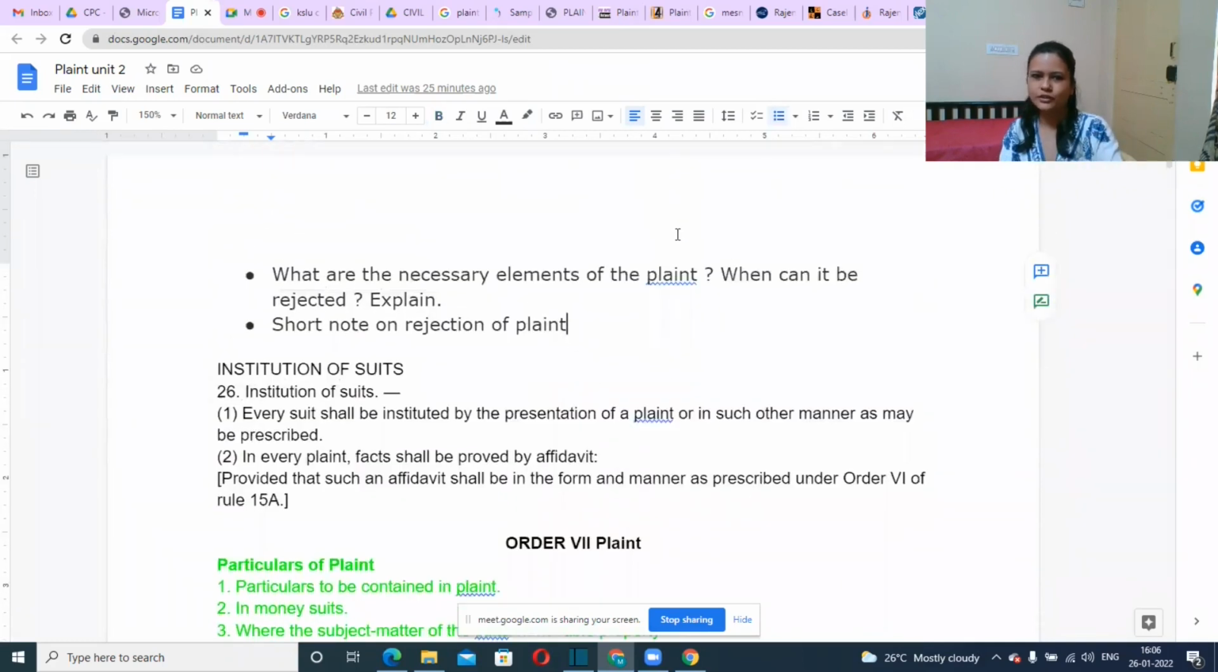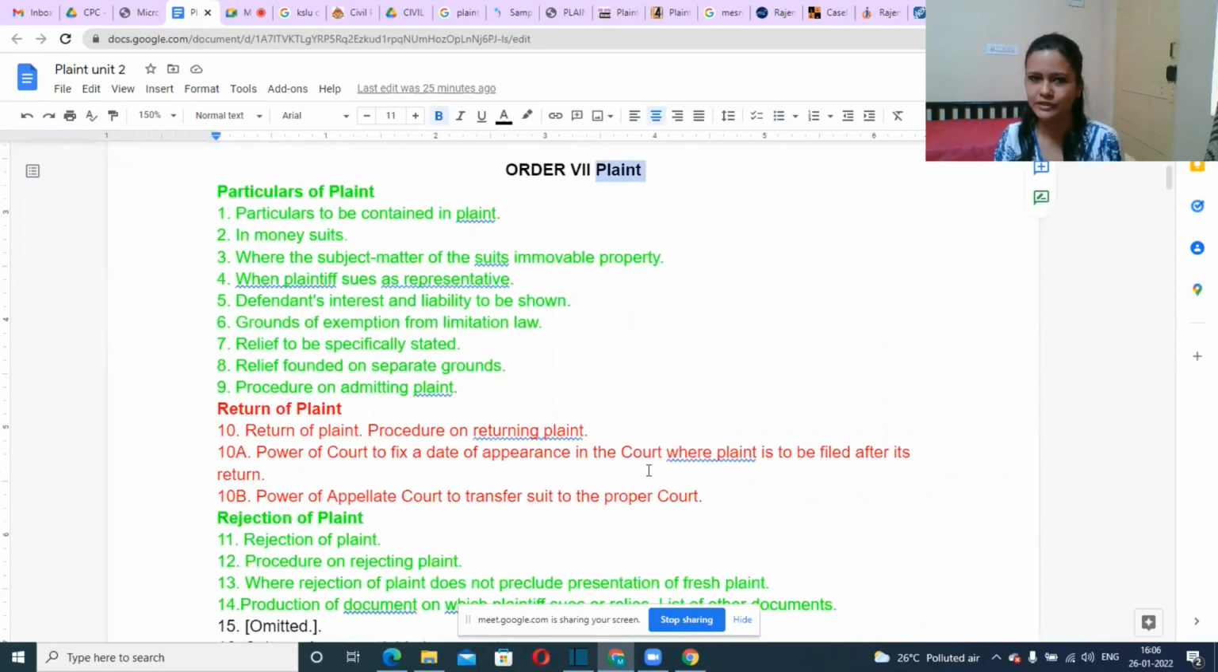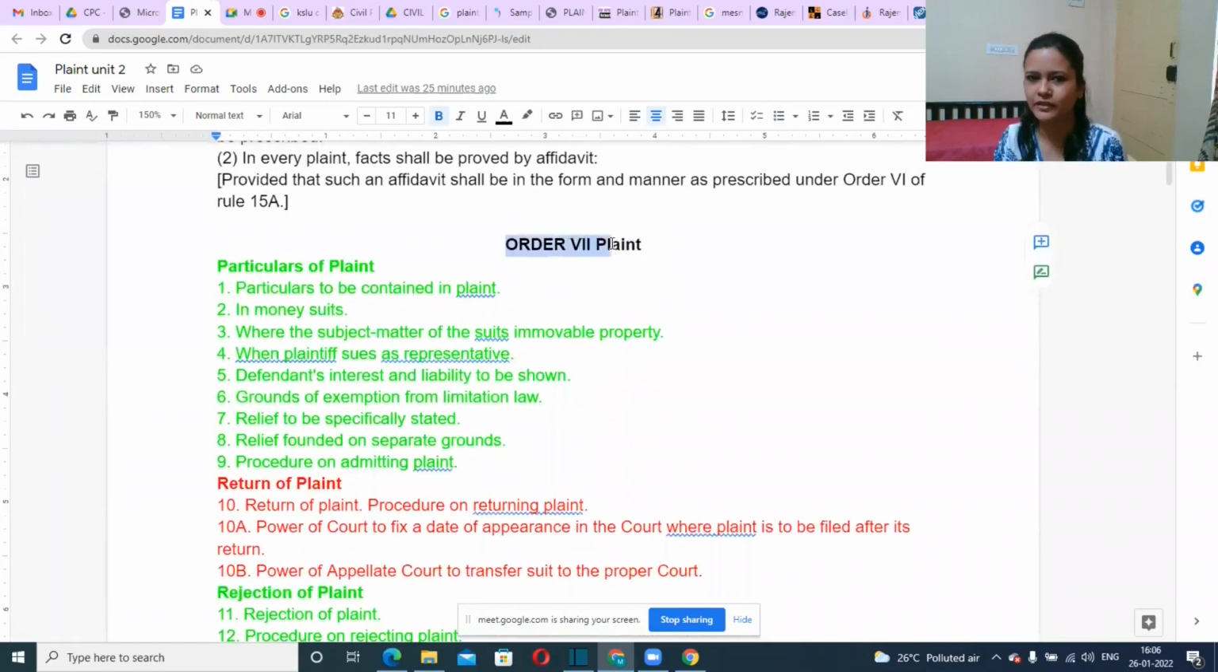Now as such, the topic of plaint we have got in institution of suit as well, section 26, where it says how a suit will be instituted. It's by presentation of a plaint. So what is plaint, or what are the things that we need to mention? Everything is given in order 7 of CPC.